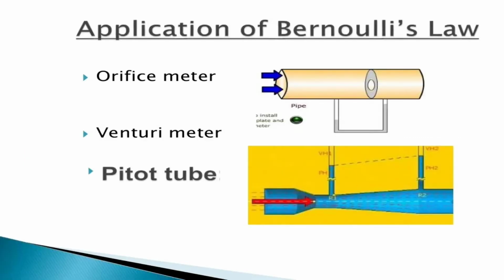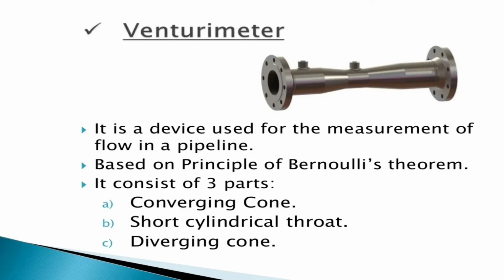Today we are going to see about the application of Bernoulli's law. The various applications of Bernoulli's law are orifice meter, venturi meter and pitot tube. Venturi meter. It is a device which is used for the measurement of flow in a pipeline, which is based on the principle of Bernoulli's theorem. It consists of three parts: converging cone, short cylindrical throat, diverging cone.